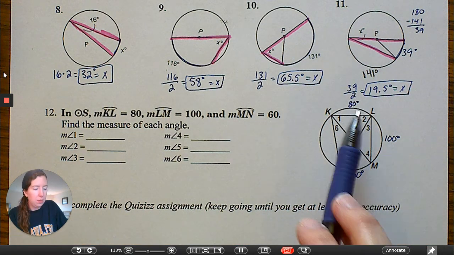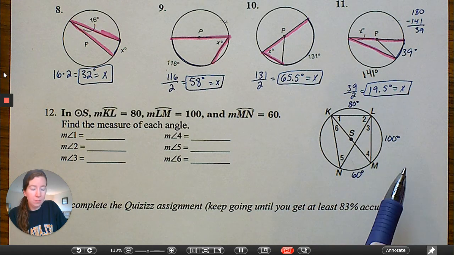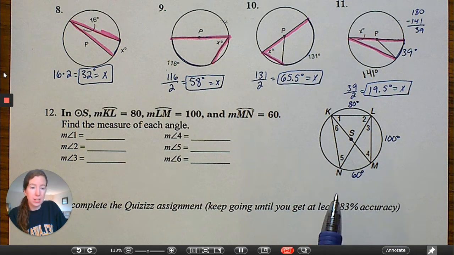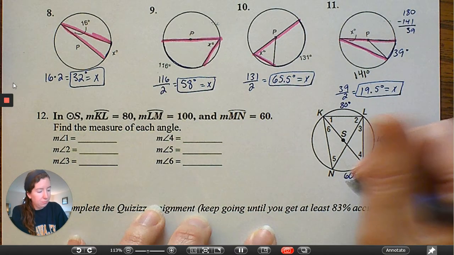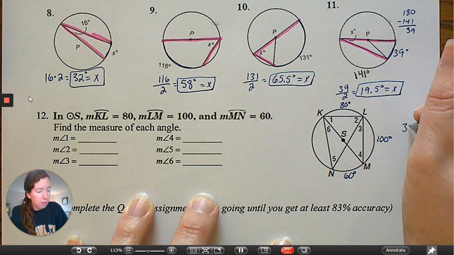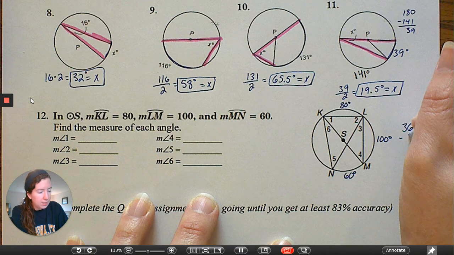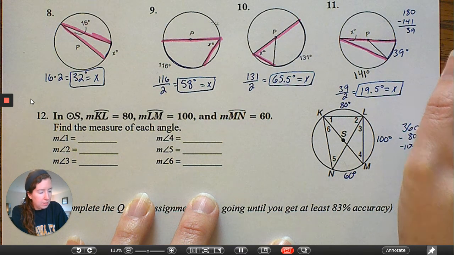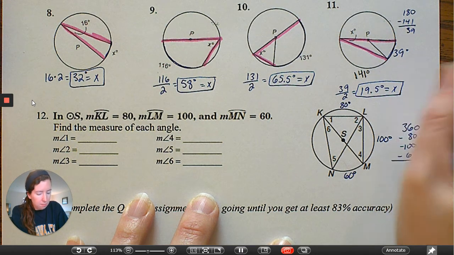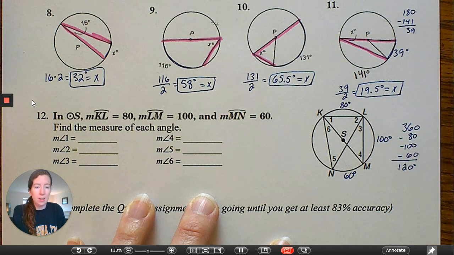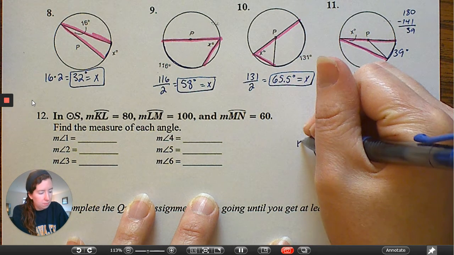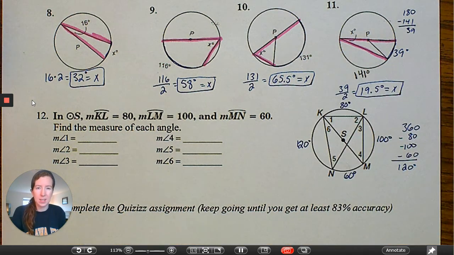However, if I know the other three, I can easily find this one by just subtracting those values from 360. So over here, I'm just going to do a little math. 360 minus 80 minus 100 minus 60, and that's going to give me 120. I feel like it's going to be an important value to know all of the arcs so I can find the angles.